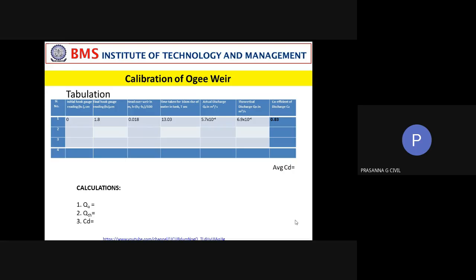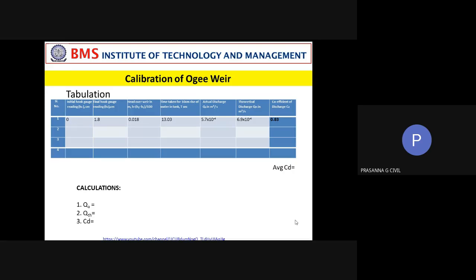Therefore, the head over the weir will be calculated as H2 minus H1 divided by 100, so that it is converted into meters. The time taken for 10 centimeter rise of water in the collecting tank is observed, and it is entered as 13.03 seconds. So these are the readings that will be taken from the experimental setup.